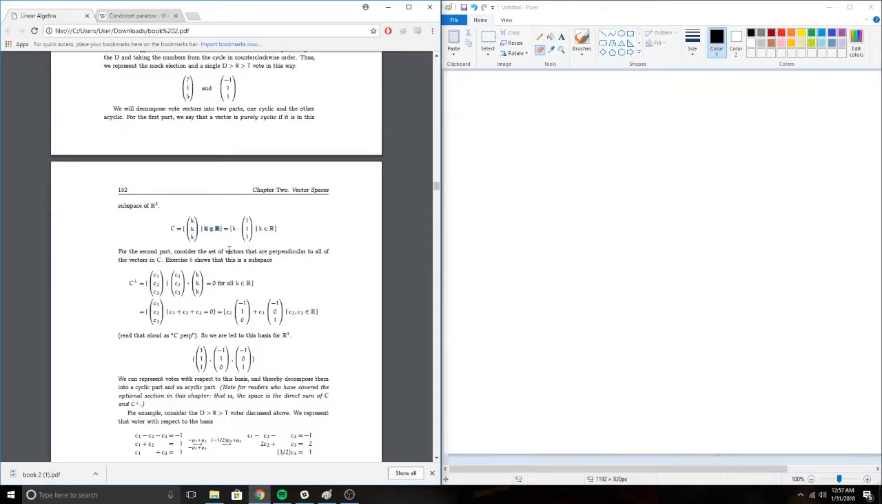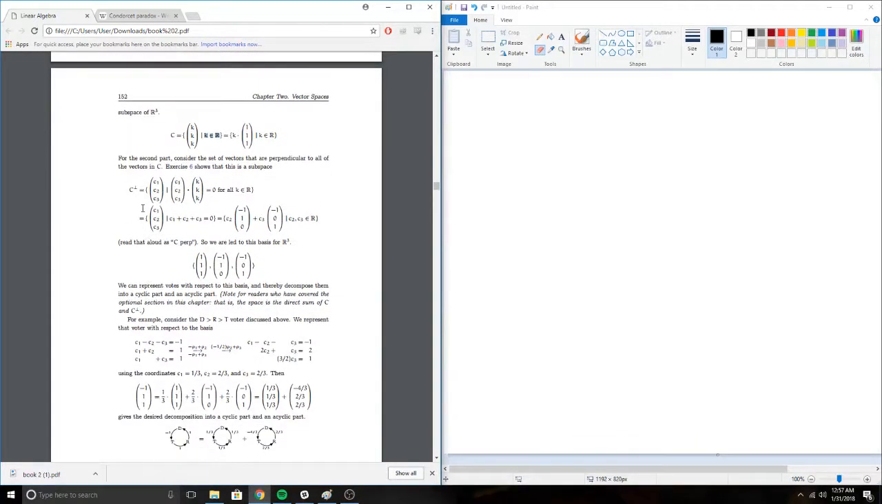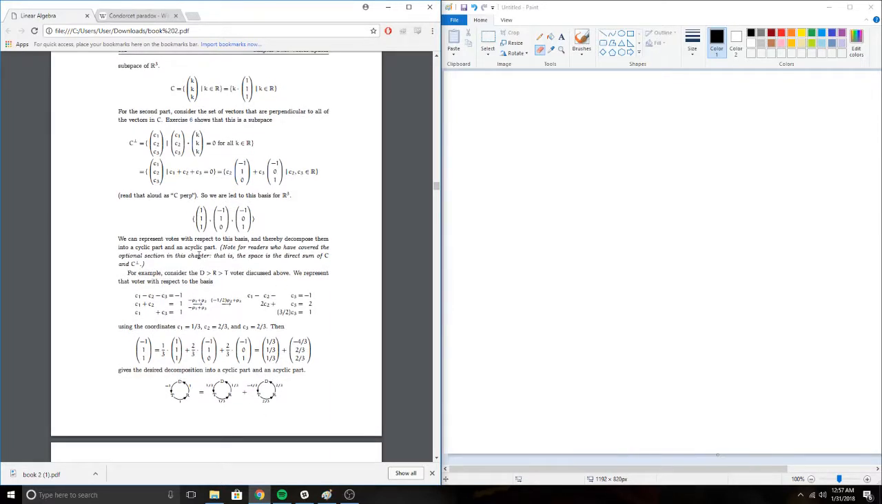Second part, consider the set of vectors that are perpendicular to all the vectors in C. So we know that C perp contains this, all equals 0 because we're creating a basis here. And then since C1 plus C2 plus C3 has to equal 0 for this to be true, we can create this basis that will help us prove future things based on the vectors we can get off of our Republican, third-party, Democratic example.